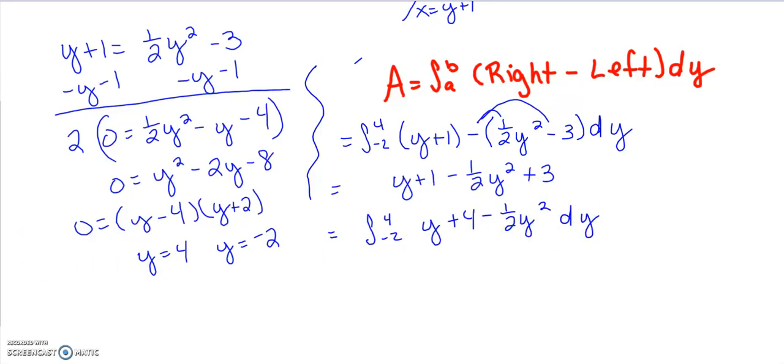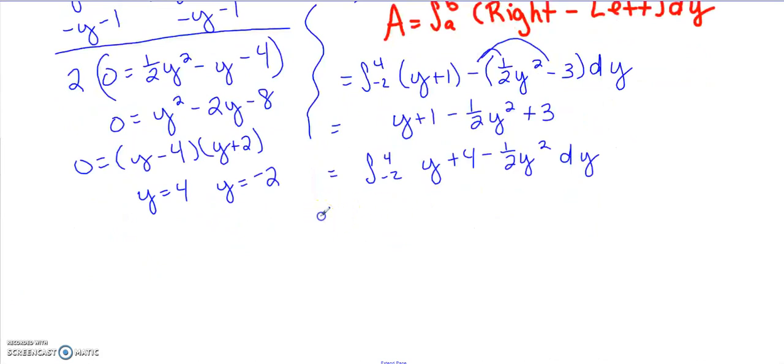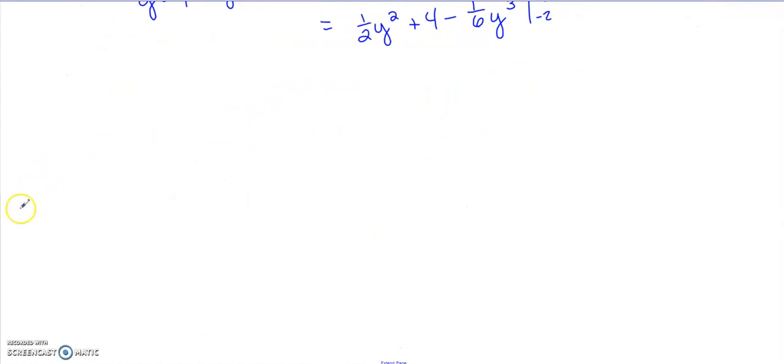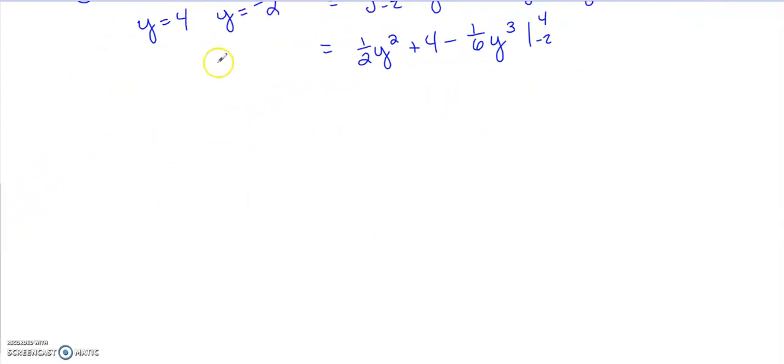Okay, this video is getting a little long, so I'm going to go quickly on my integral. So it's going to be 1/2 y squared plus 4y minus 1/6 y cubed. And we're going to evaluate it from -2 to 4. So now the hardest part here is just going to again be plugging it in. Take your time.